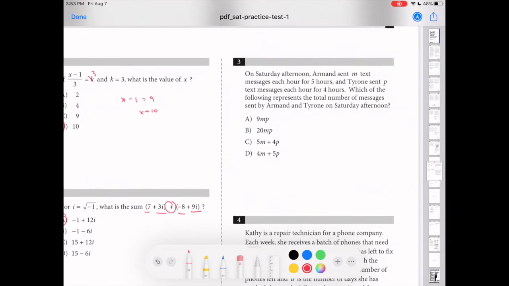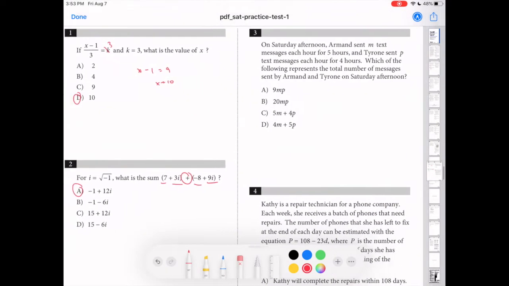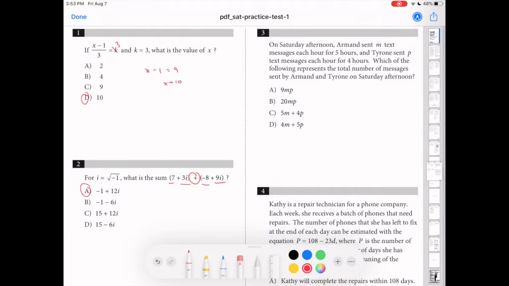Question 3. Algebra question here. This is about linear rates. Very simple, but we have to make sure to match the correct person with the rate. Armand sends type P messages at 5 per hour, and Tyrone sends P with 4. So as long as you match these up, you'll be good. Careful, watch out for D because it's actually flipped. So the correct answer is C.